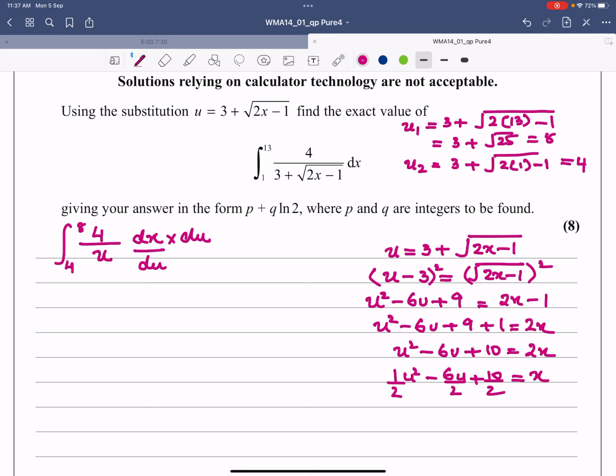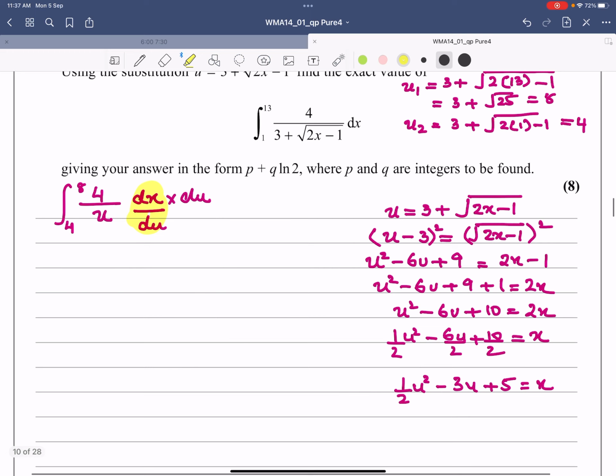Okay, so now I have half u squared minus 3u plus 5, and that is equal to x. Now I need to find dx by du. Dx by du is the change in x as u changes. For that we need to differentiate what we have here.